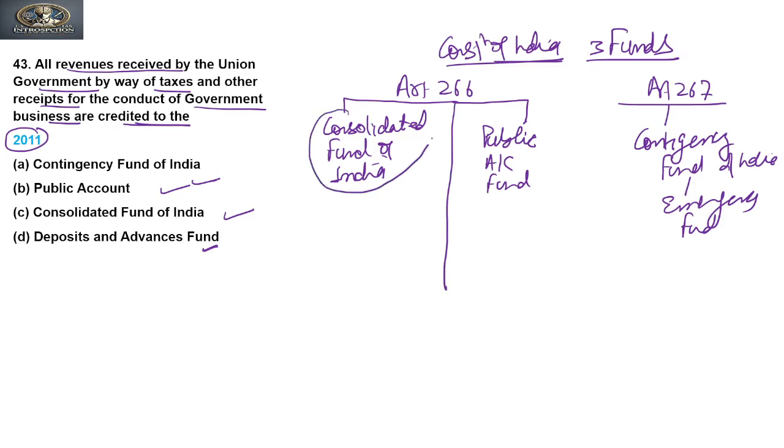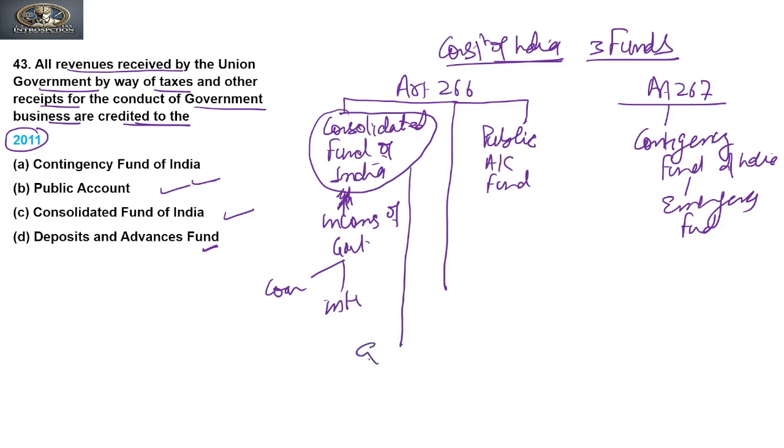Now, how does the money come into these accounts? This is the main fund of the government, where all the incomes of the government, whether raised from loans or interest, whatever way they earn the money, come into the Consolidated Fund of India. All the expenditure of the government is done from the Consolidated Fund of India. So the income they earn will be credited into it, and the spending will be debited from it.